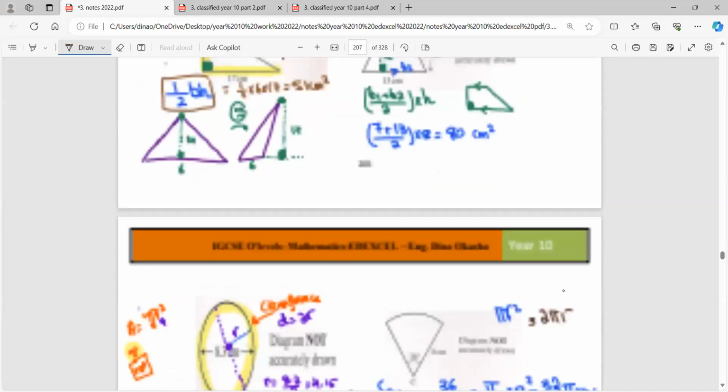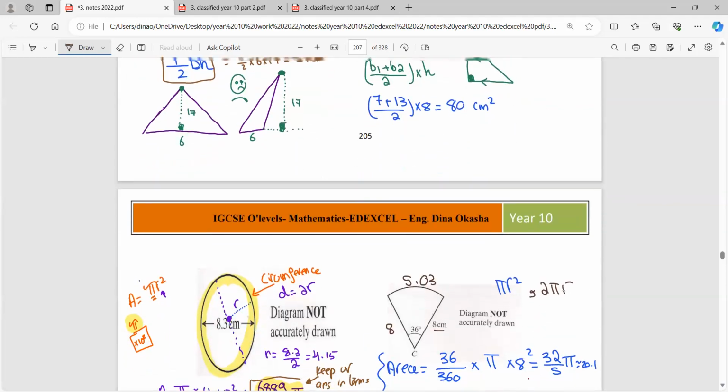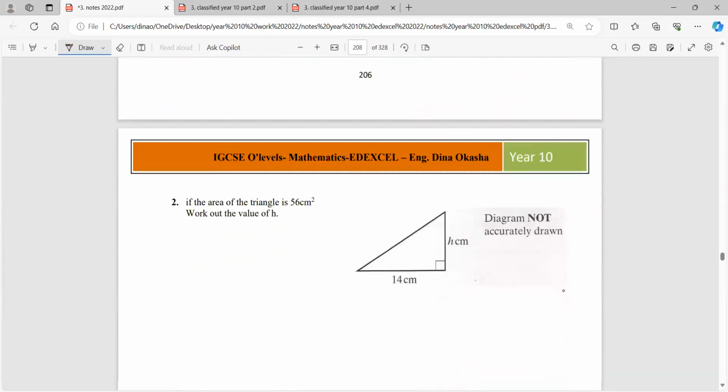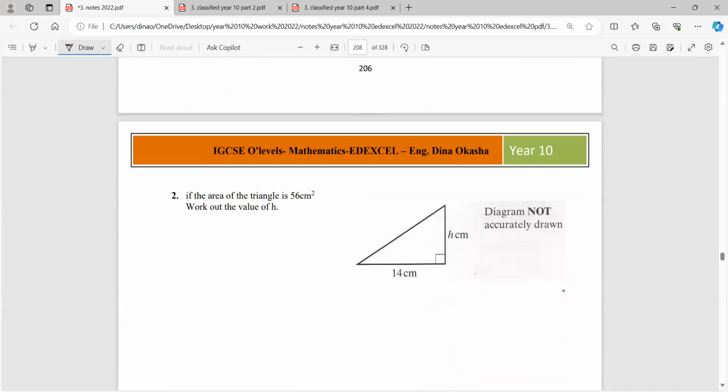Basic questions and basic shapes, of course other than the rectangle and the square and the parallelogram. Now moving on to this question over here.